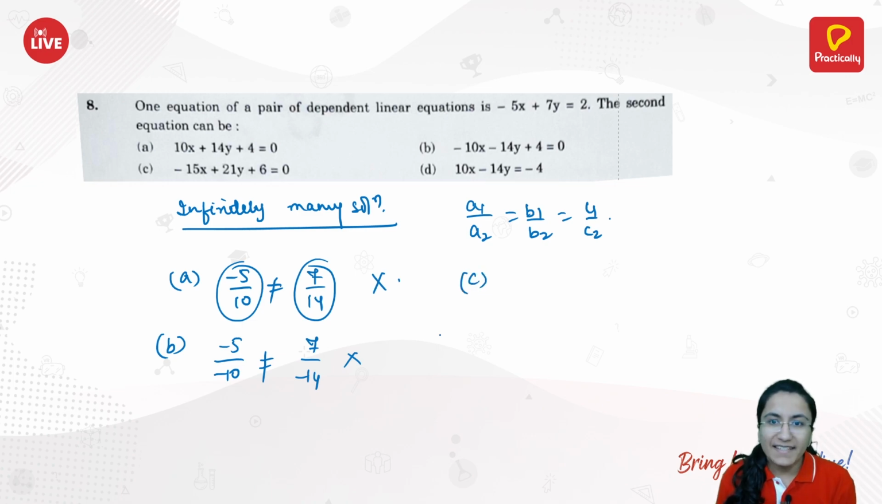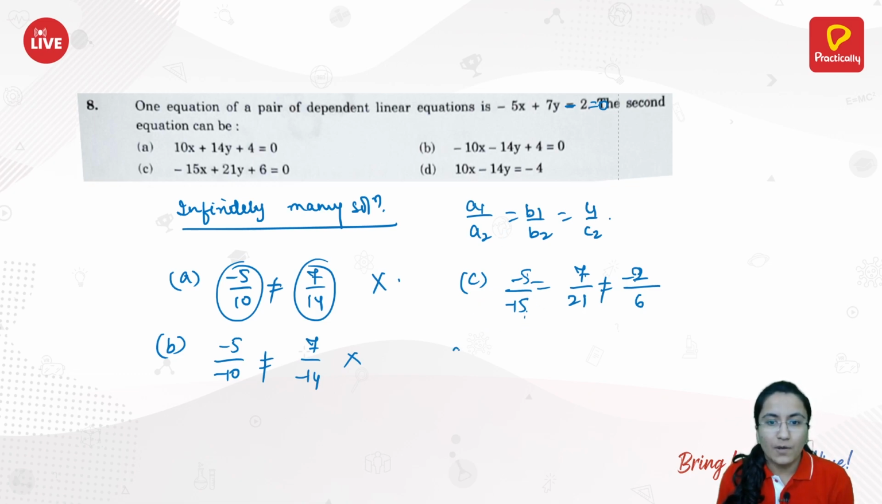Check option C. You have minus 5 by minus 15, and then 7 by 21, and then here this 2 should be taken to the other side, so you have minus 2 equal to 0. So you have minus 2 by 6, right? You can see here 1 by 3, 1 by 3, minus 1 by 3. So these are equal, but this is not equal. So that means option C is incorrect.